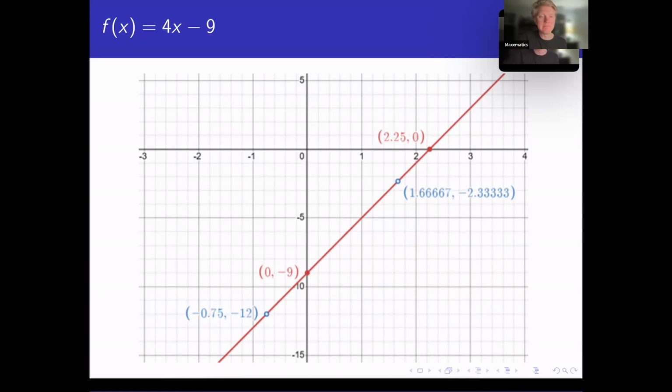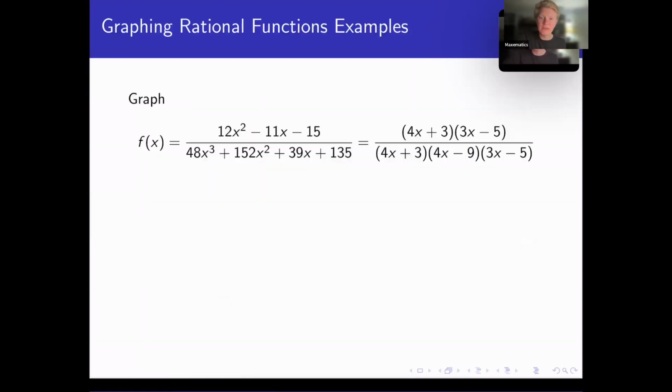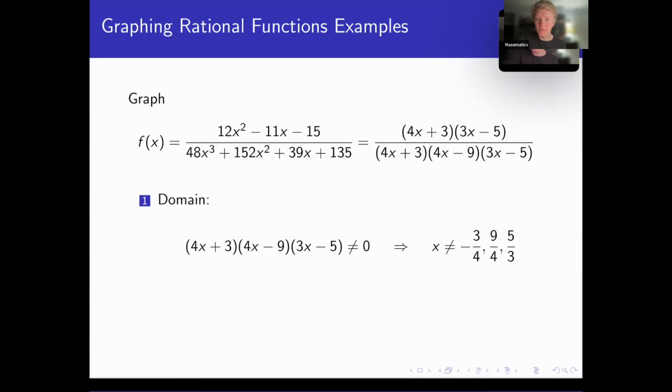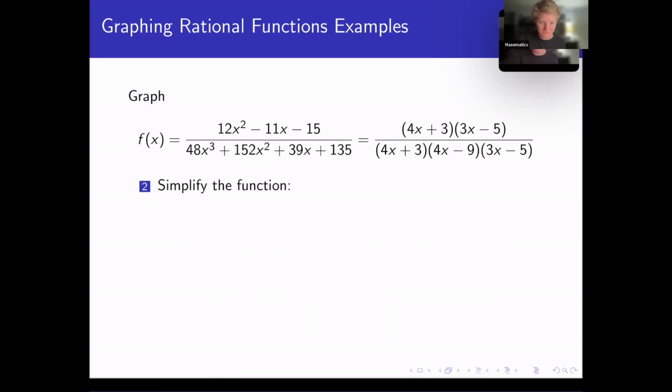Okay. One more example. Let's just flip the numerator and denominator, and then we'll call it a day. Domain, set the denominator equal to 0. Oh, well, this time we actually get 3 values that this happens. So in order, we can be everything to the left of -3/4, everything between -3/4 and 5/3, everything between 5/3 and 9/4, and everything to the right of 9/4.